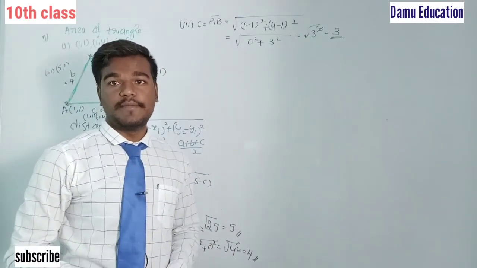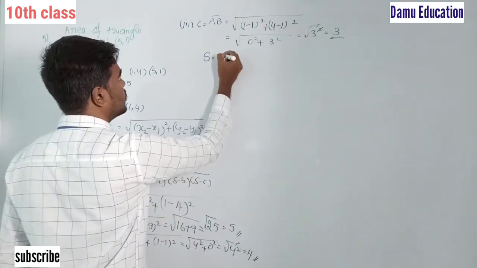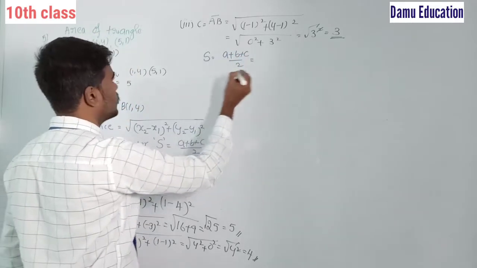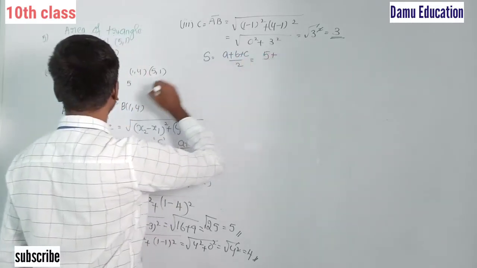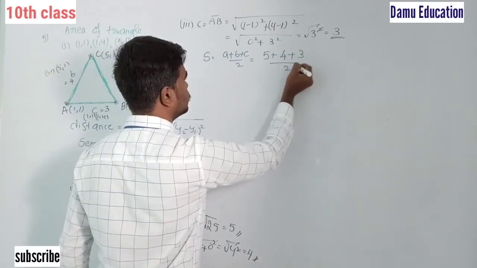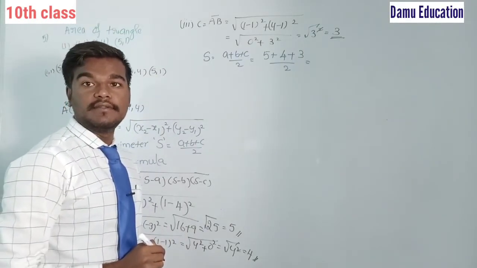Then let's calculate the semi-perimeter. S will be equal to A plus B plus C by 2. A is equal to 5, B is equal to 4, C is equal to 3, by 2. So 5 plus 4 is 9, and 9 plus 3 becomes 12.